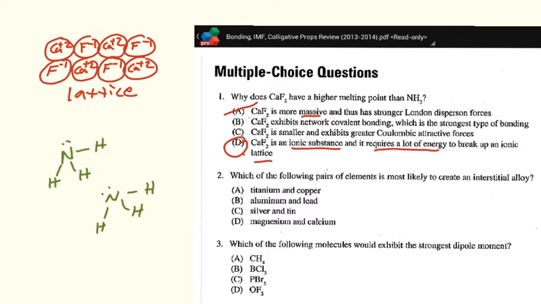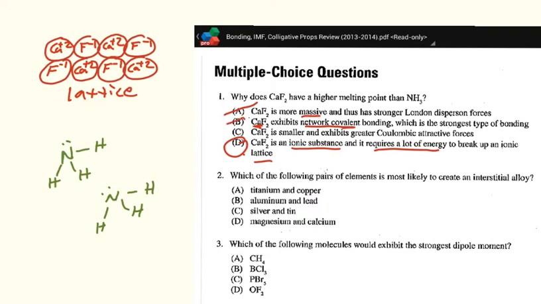B, calcium fluoride exhibits network covalent bonding. We actually don't talk a lot about network covalent bonding. Obviously, network covalent bonding has to involve covalent compounds, and calcium fluoride is an ionic compound, so that just doesn't seem like it's going to be the right answer either.